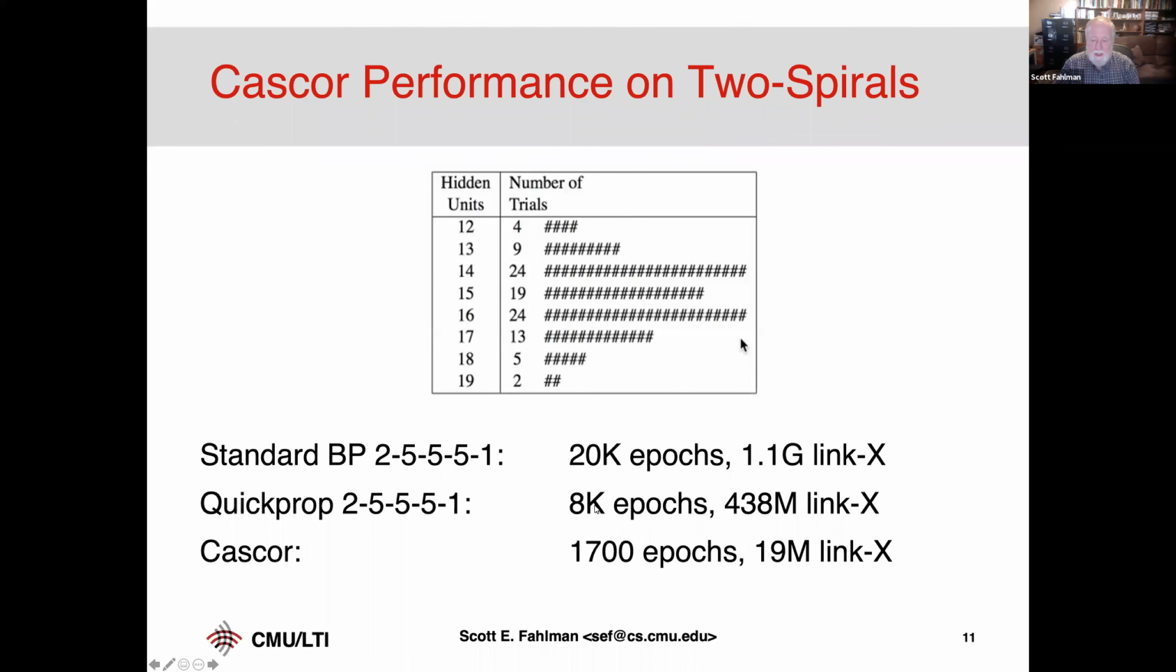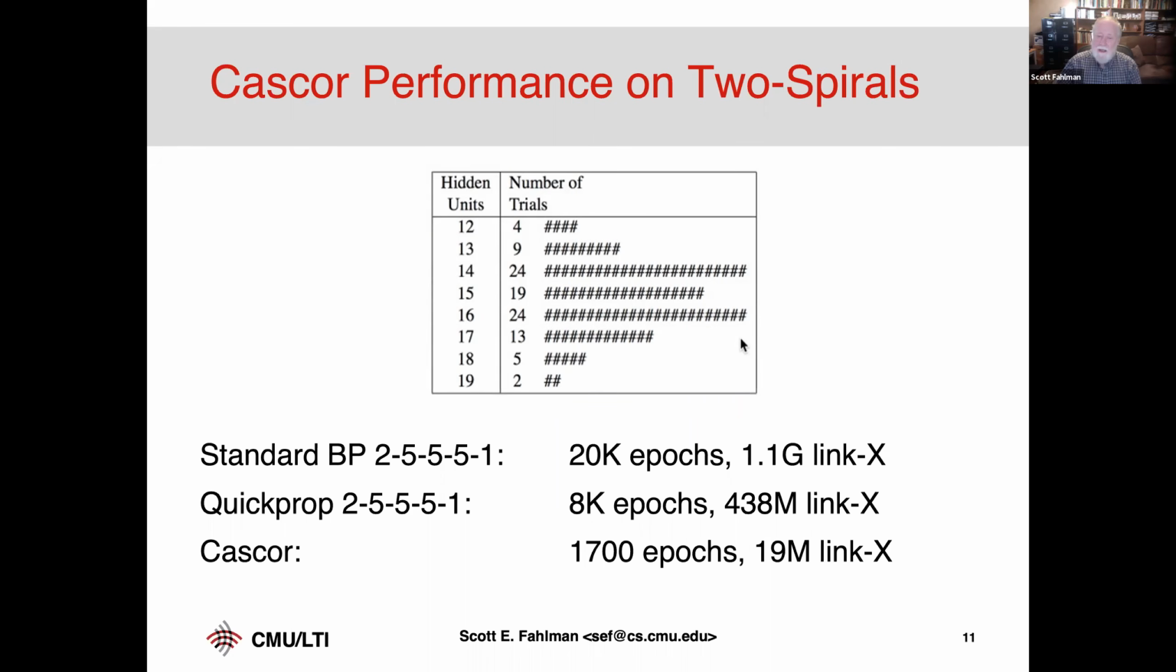Add quick prop, and it's sped up by a factor of a little more than 2. So this many presentations of the inputs. This is to get it perfect on the training set at least. Cascor took 1,700 epochs. So 19 million link crossings instead of 1.1 billion. Okay, so it's faster. It's a lot faster for this problem, and it learns it quite reliably.